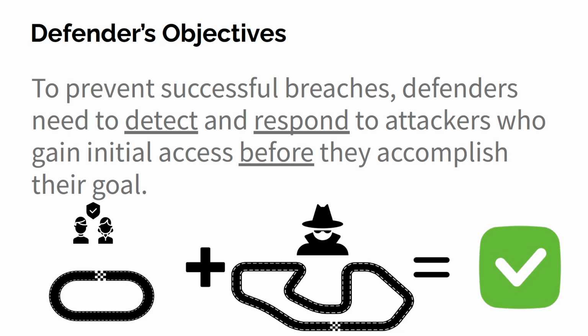All right. Here's where it gets into like the thesis statement of my life so far, all right? Defenders' objectives. To prevent successful breaches, defenders need to both detect and respond to attackers who get inside your environment before they accomplish their goal. So we have at the bottom here a quick visualization. If your time as a defender to detect and respond to the attacker is less time than it takes them to win, good job, you've successfully stopped the breach. Otherwise, you're really sad, right?